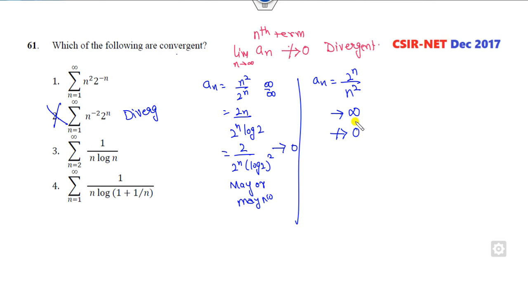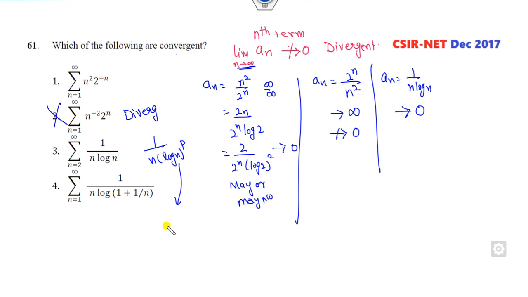Look at this one. If I take 1 over n ln of n, as n approaches infinity, it goes to 0, but we are not talking about this. But we can see, always, if we see the logarithm series, this is convergent when p is greater than 1, divergent when p is less than or equal to 1, 0 less than p less than or equal to 1. Here p is 1, so it is divergent.